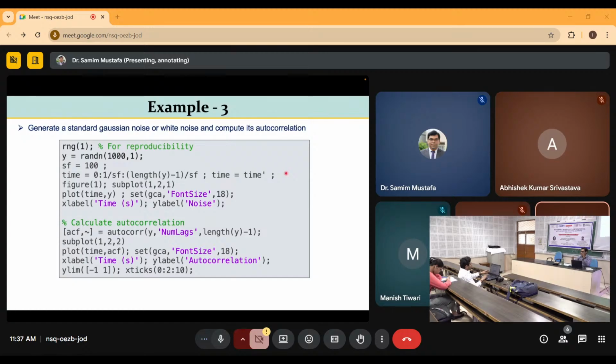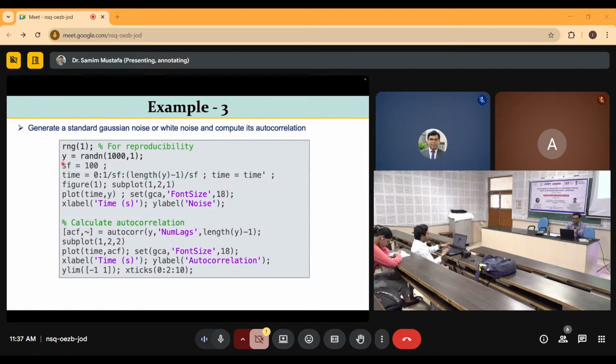First you create y equals normally distributed Gaussian noise, a column vector with 1000 data points. Then you give a sampling frequency of 100, and time will be calculated using the same script. Then you can take the transpose of that to make it a column vector. Then you plot this.